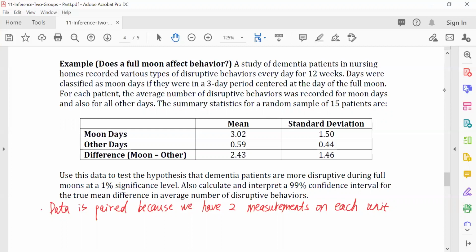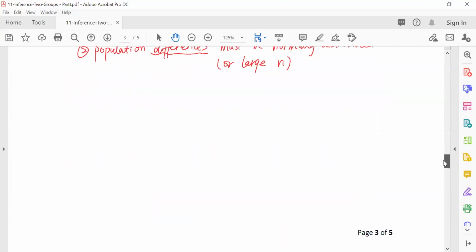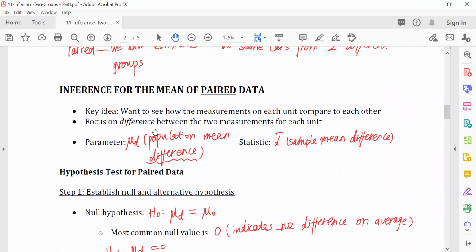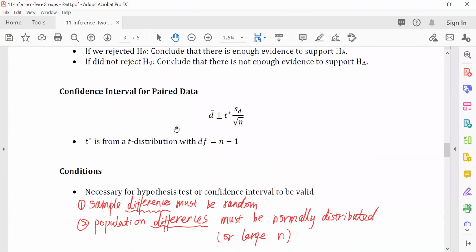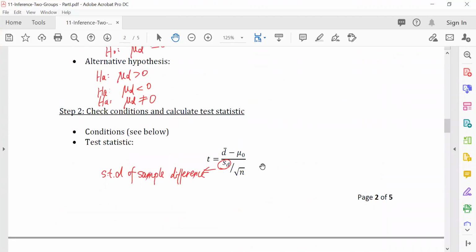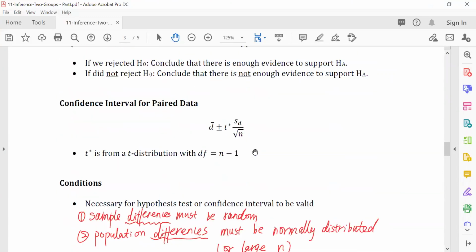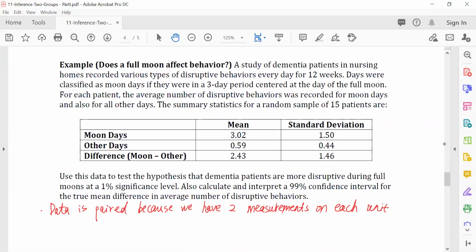So we know this is paired data, and we have mentioned for paired data, we are focusing on the differences of the data. So we are going to do our inferences. You see, for the confidence interval and for the hypothesis test, all is about the sample difference, D bar. This is the sample difference of the two groups. So please be careful that this is not the same as the moon days minus the other days. It's not the first column minus the second column.